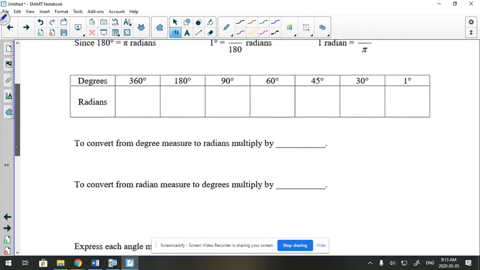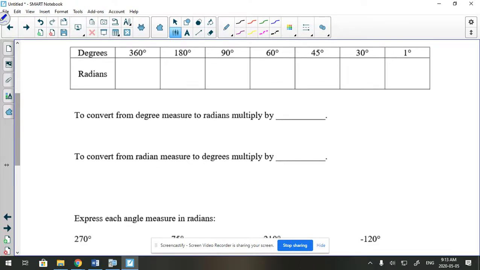So I kind of filled in that chart already. I'm going to skip that for now. The main thing that you need to know is how to convert degrees into radians and vice versa, how to convert radians back into degrees.